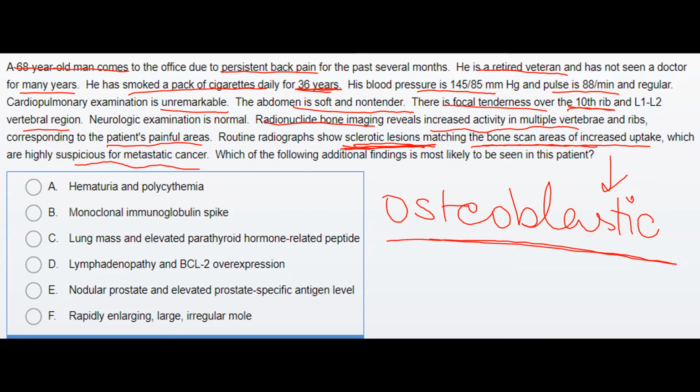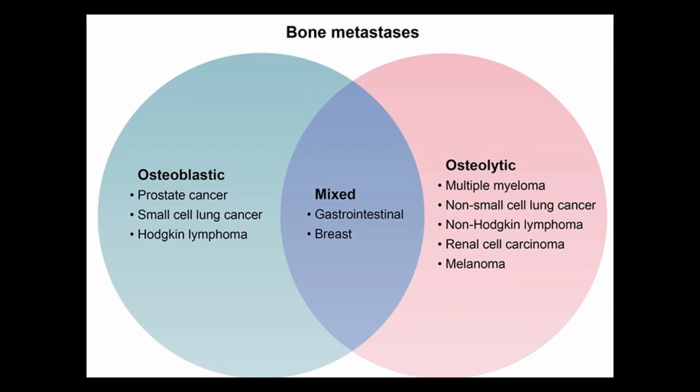The osteoblastic lesions of the bone are common in prostate cancers, so it will be a nodular prostate and an elevated prostate specific antigen level, whereas the osteolytic lesions would have been described as lytic lesions, and they are common in, for example, multiple myeloma. Now this slide presents the bone metastasis.